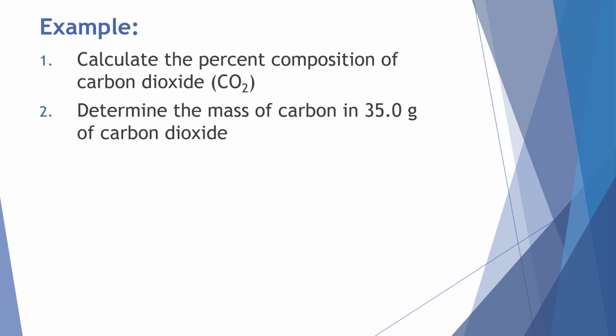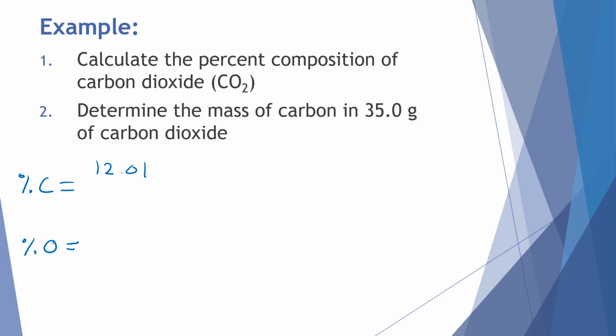How about that? Calculate the percent composition of CO2, carbon dioxide, and then determine the mass of carbon in 35.0 grams of carbon dioxide. So for the first part, the percent composition. So part 1. The percent of C and the percent of O, of each element, not necessarily O2, but just the percent of carbon in this.